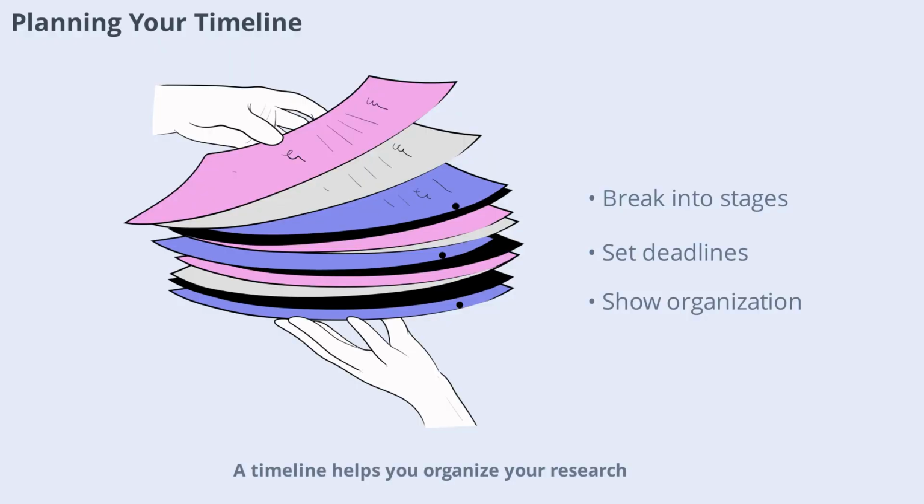A timeline helps you organize your research activities and ensures you stay on track. Break your project into stages, such as literature review, data collection, analysis, and writing. Estimate how long each stage will take and set realistic deadlines. A clear timeline shows reviewers you've thought through the process and can manage your project efficiently. Next, we'll cover the importance of including references.